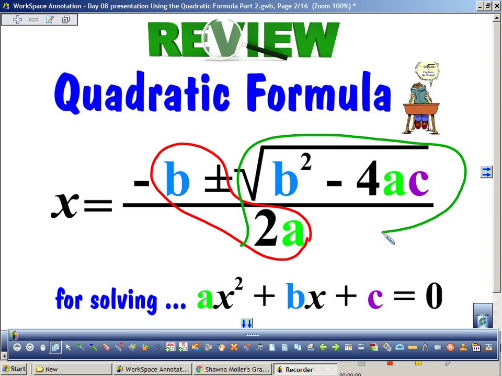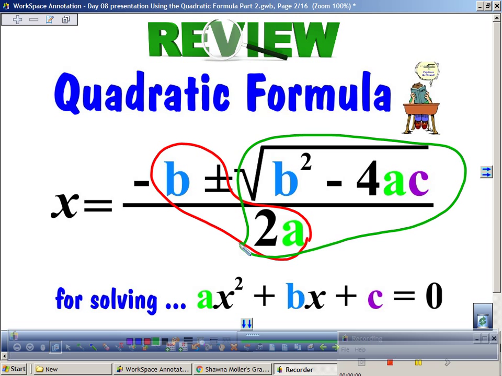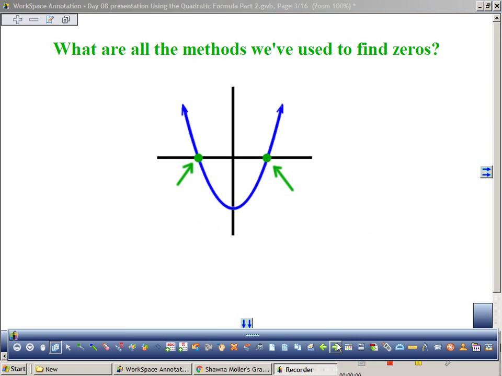What about the whole thing, though? You guys remember that? We talked about it a little bit. This doesn't just give me how many solutions I have. It also tells me how far away I am, the whole thing in green. It says how far away I am from the axis of symmetry. Right? Let's look at it.